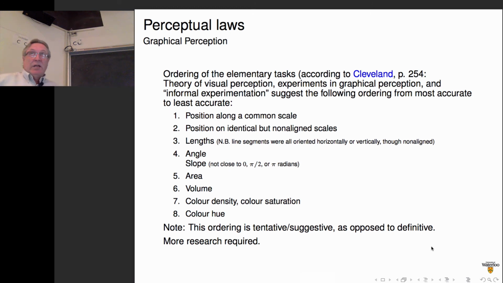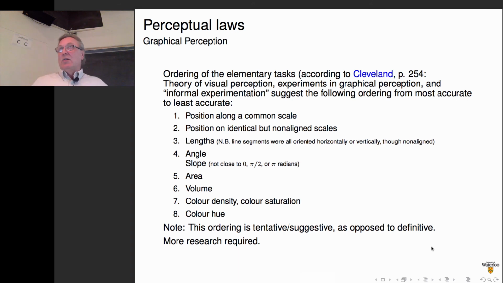And this is an ordering that I want you to keep in mind when we're looking at plots and constructing plots. So perhaps some of this is not so surprising, but the best ordering that we have that allows us to get back accurate values is going to be position along a common scale. So just plotting the point along a common scale, being able to read that off. Next, position along identical but non-aligned, followed by lengths, angle and slope sort of tied, then area, then volume.